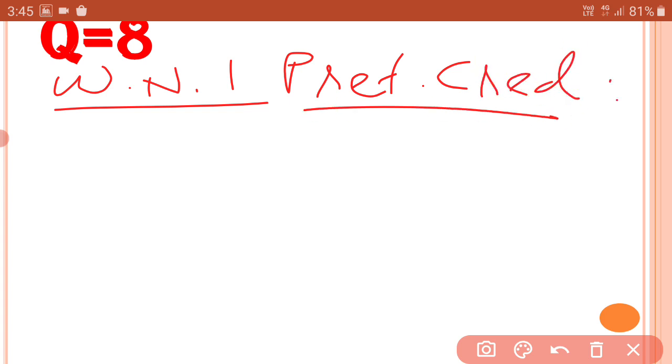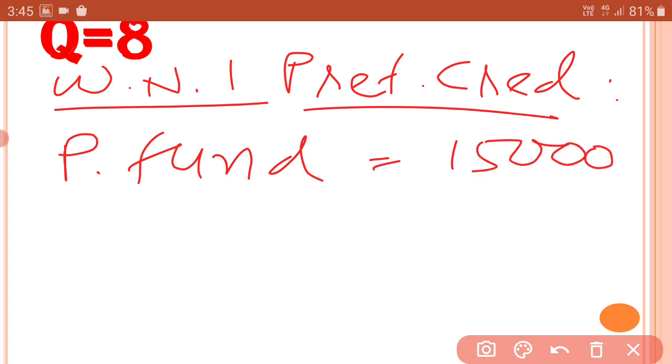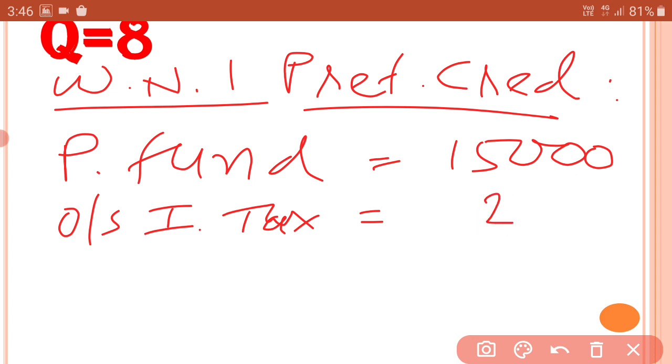In the calculation of working note 1, preferential creditors. First of all, we check provident fund. Provident fund is totally a preferential creditor, as given on the liability side, 15,000. Second one is outstanding income tax. In the outstanding income tax, only the last 12 months is preferential. So here 2,000 is the preferential.